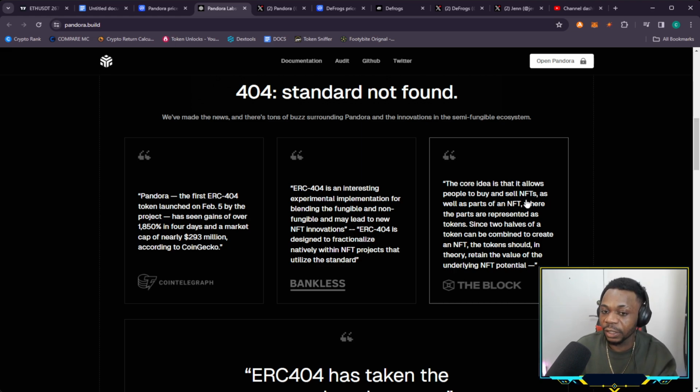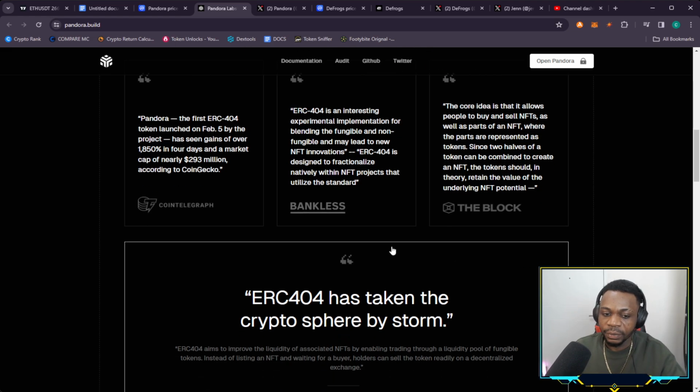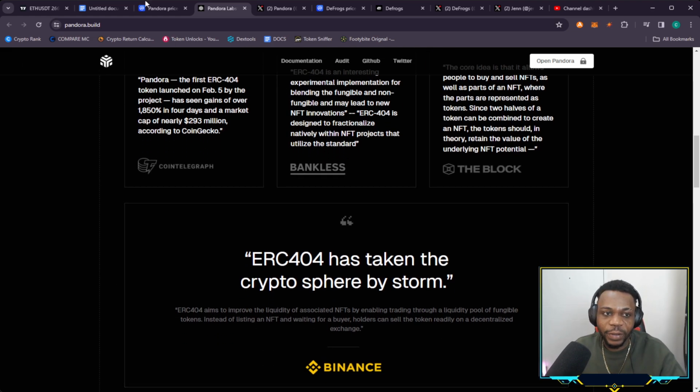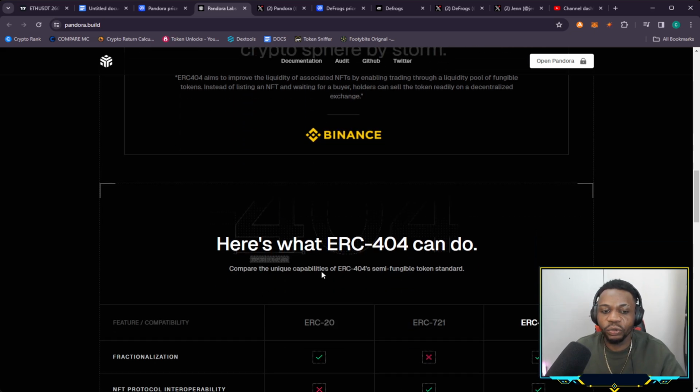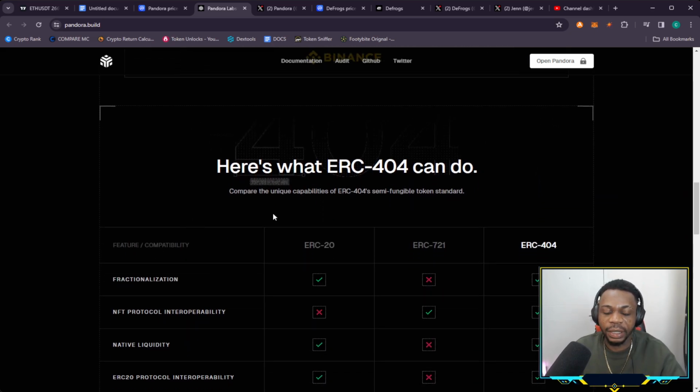buy and sell NFTs as well as parts of an NFT, where the parts are represented as tokens. Since two halves of a token can be combined to create an NFT, the token should, in theory, retain the value of the underlying NFT potential. So once you have a half of this token, you have a half of this token. If you join these two tokens together, you get an NFT. So this is my first project I am speculating. If you want to read more, you can come to the website and read more.